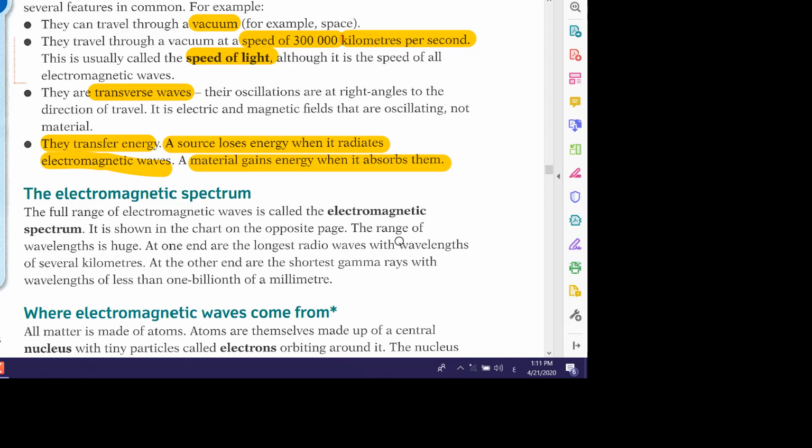So how did this energy travel? It traveled through the light waves, or through the electromagnetic waves.